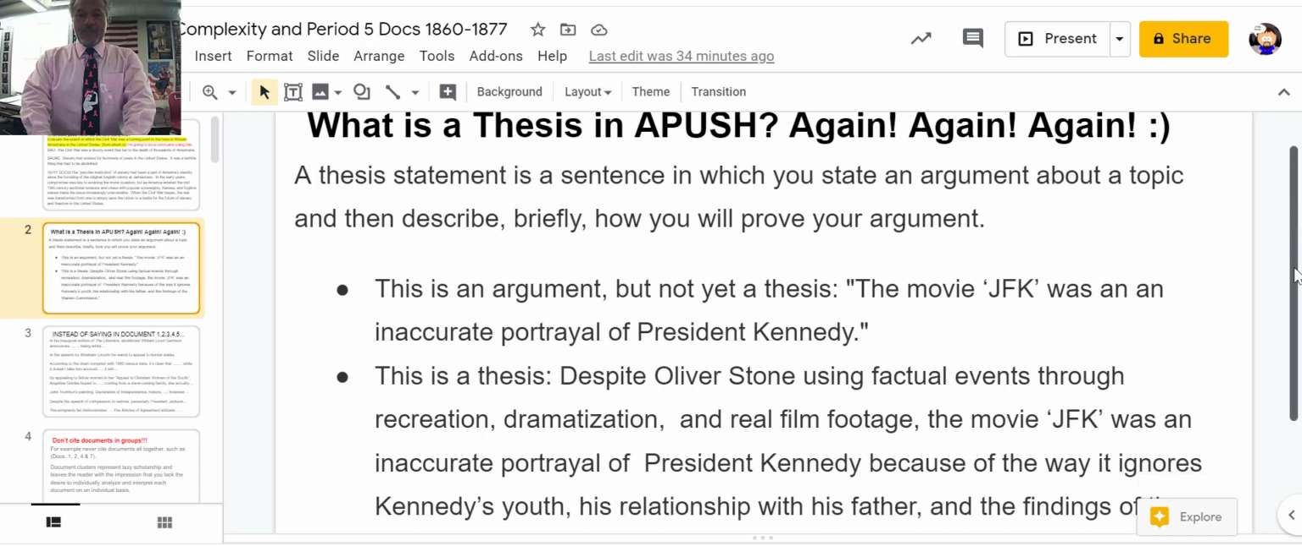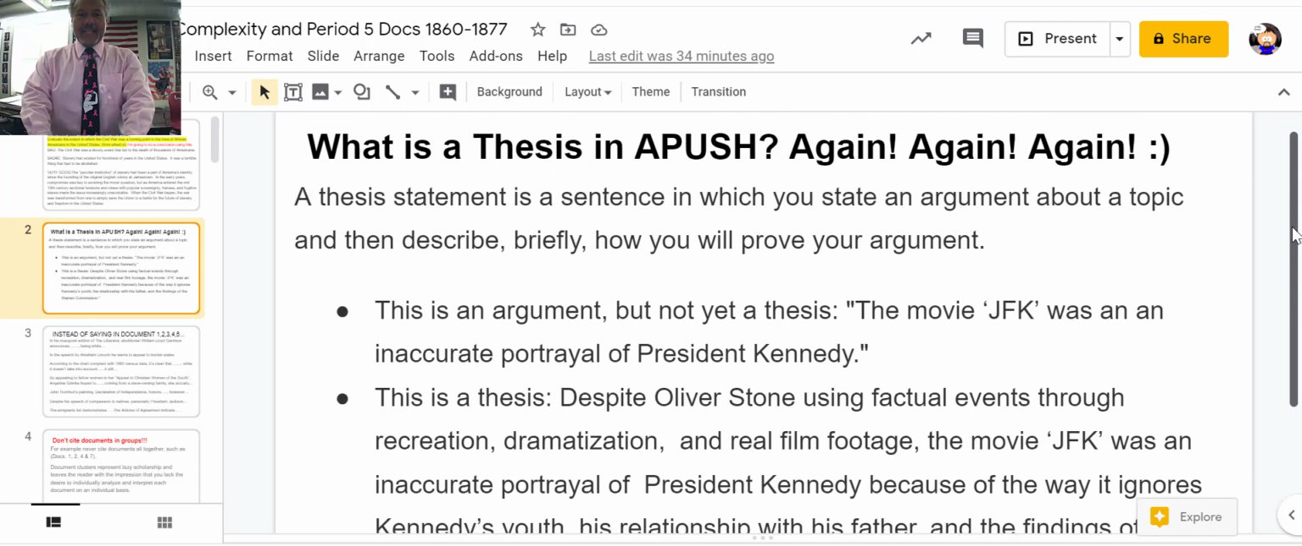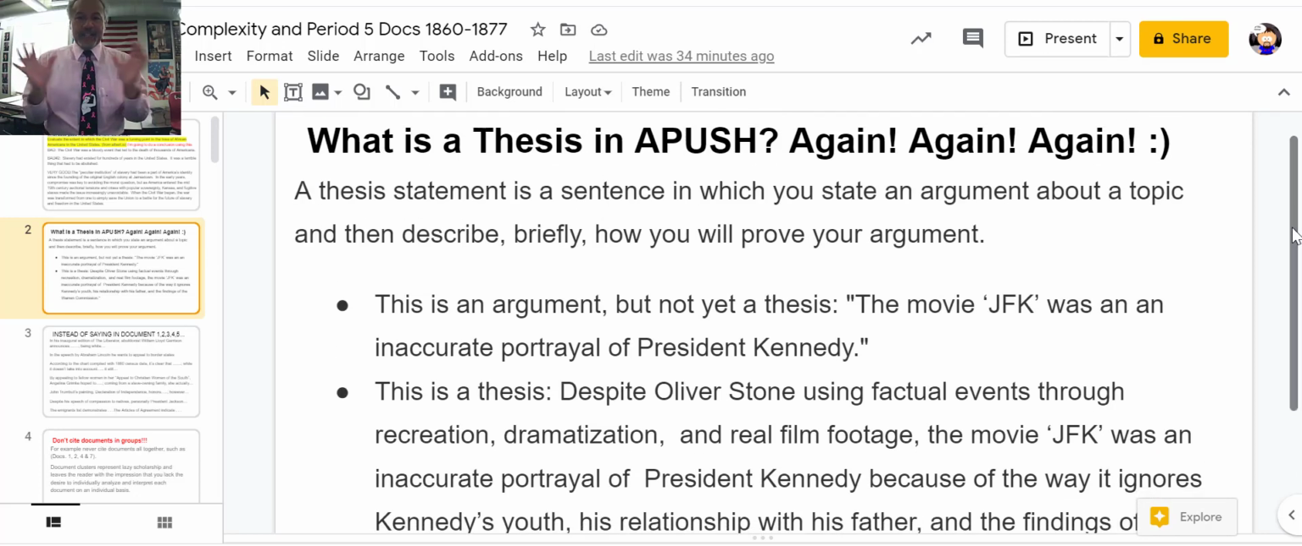And always, because I think the beginning is going to be key to the whole essay test that you're doing, look at what a good thesis looks like again. A thesis statement is a sentence in which you state an argument about a topic and then describe briefly how you prove your argument. I told you to put those categories, 2 or 3 categories, or 2 or 3 things that are going to be part of your argument.